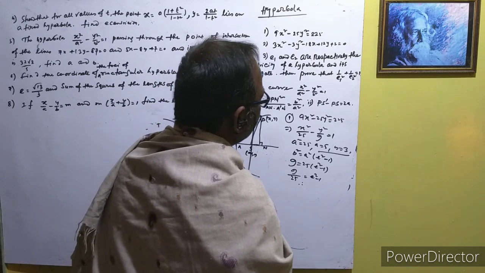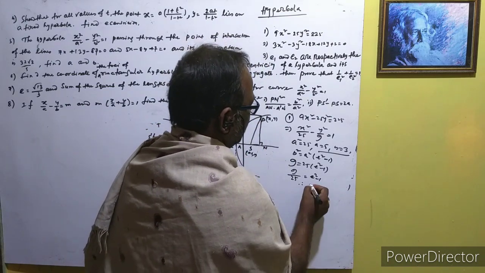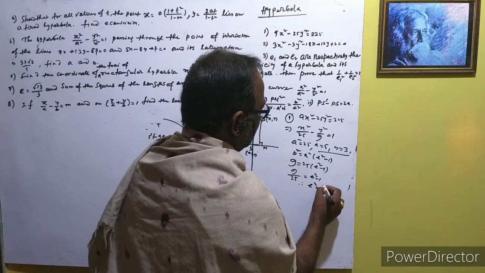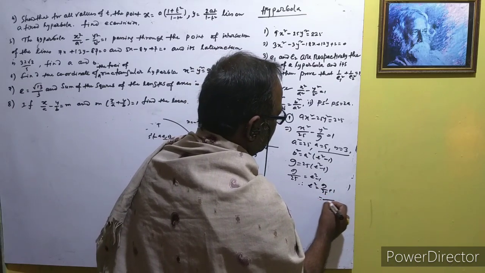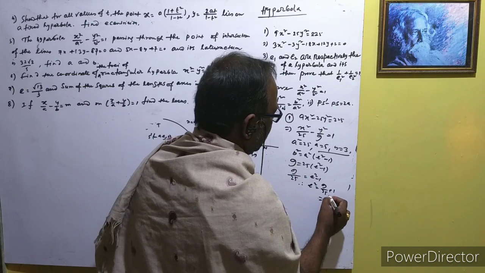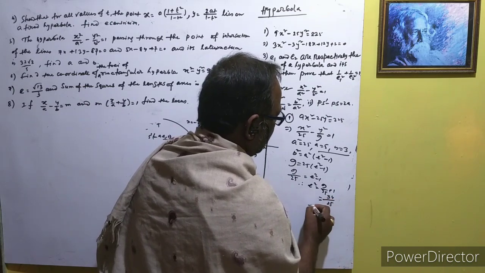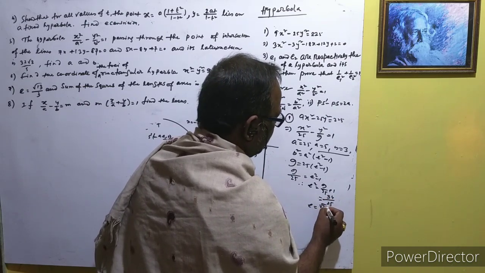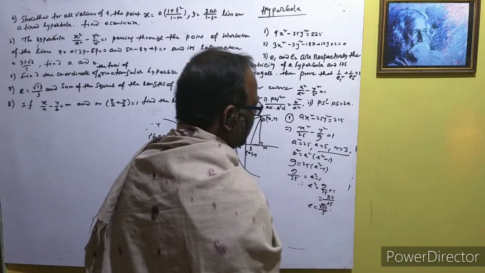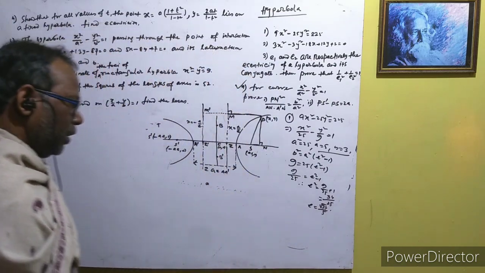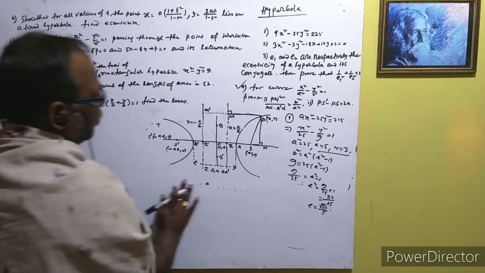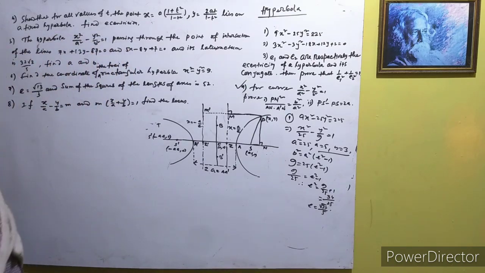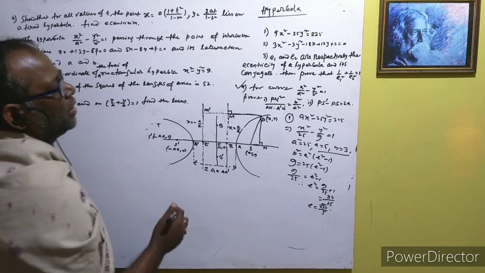So e square is equal to 9 by 25, and this is also plus 1. And see, 25 and 9 is 34. So e is equal to root 34 by 5. Okay, so see, this is more than 1. The value of e is more than 1. Now we also introduce another point here, that is the length of the transverse axis.